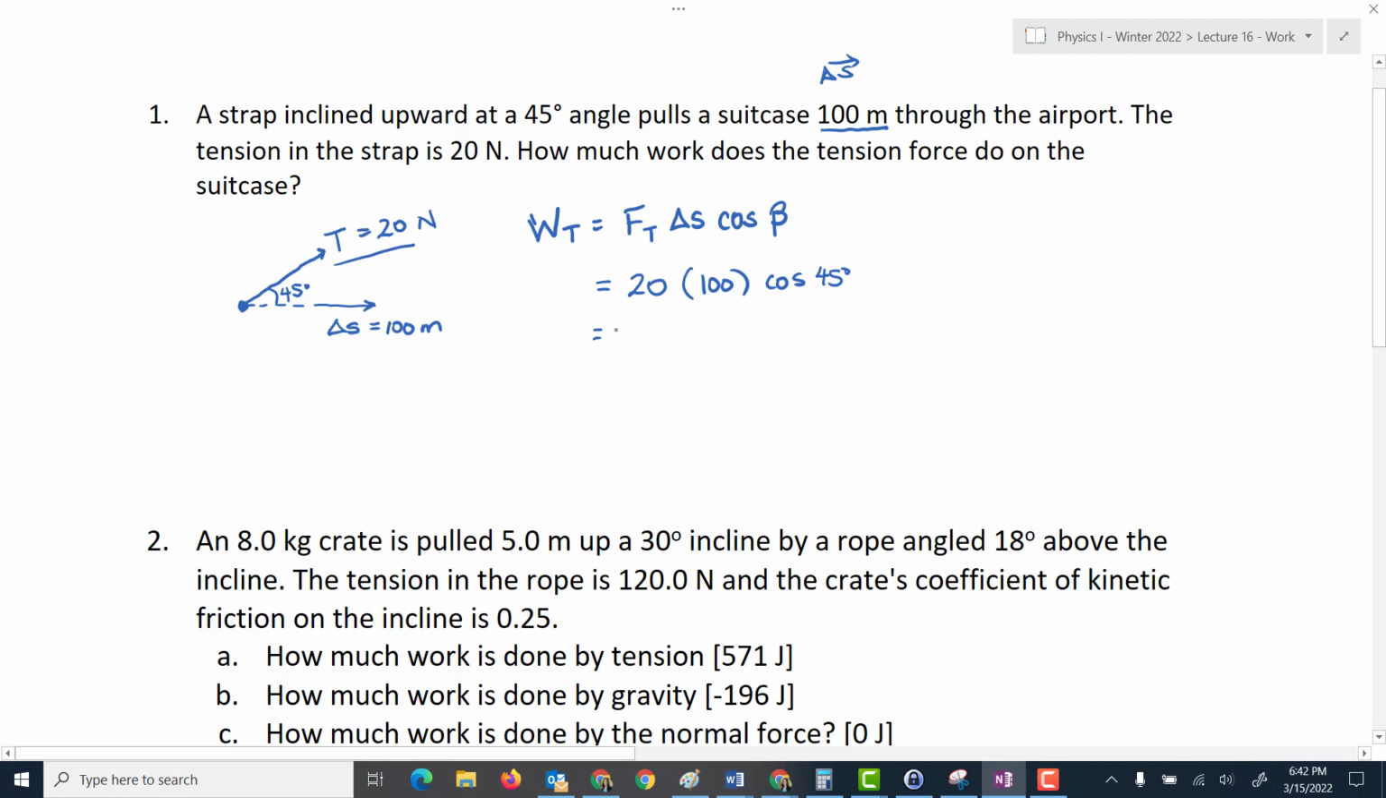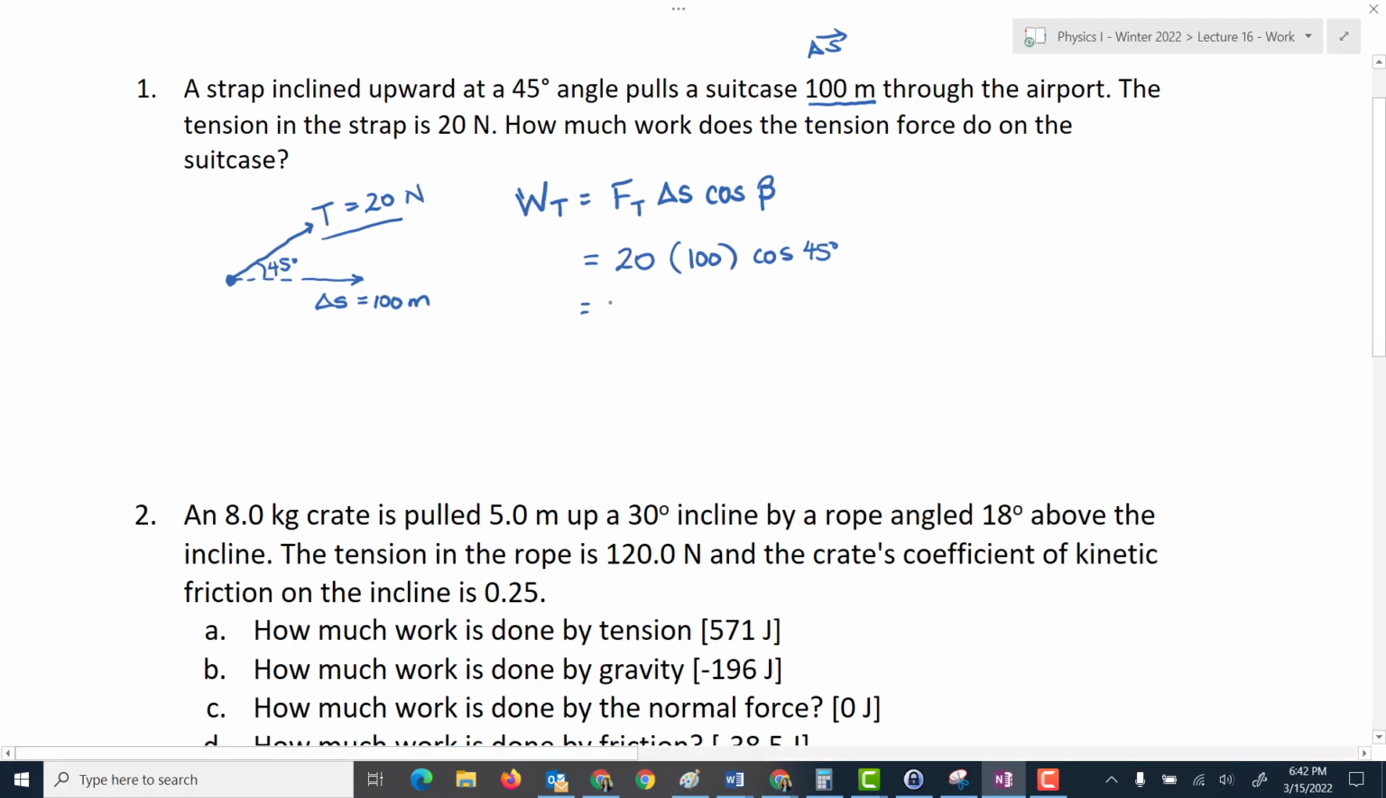And so now I'm just going to type this on my calculator. 20 times 100 times cos of 45, and I get 1414, and my units would be joules.